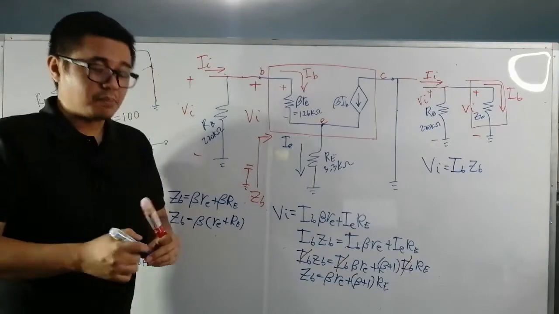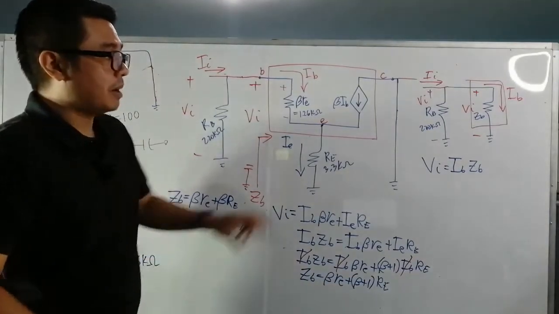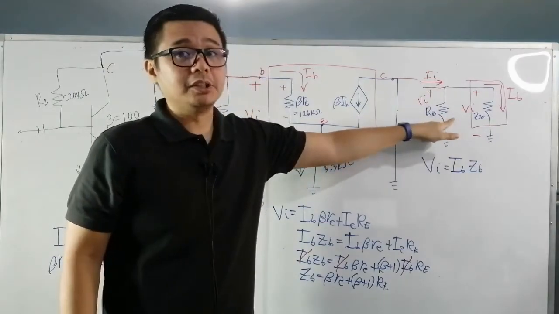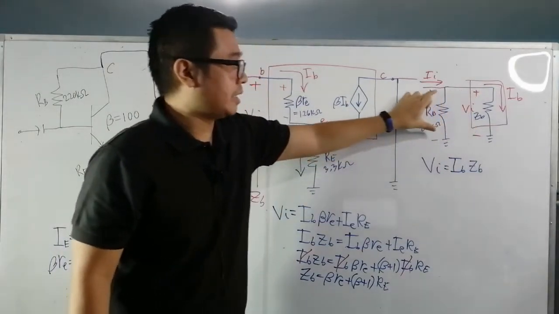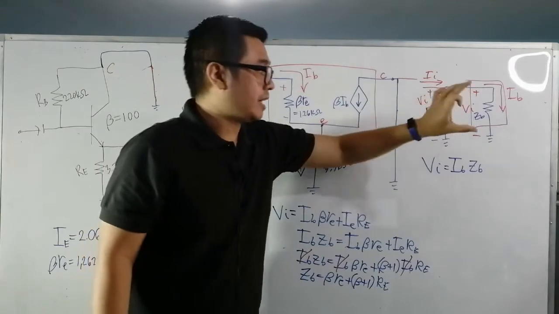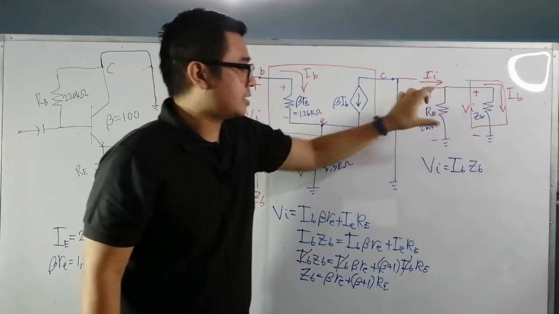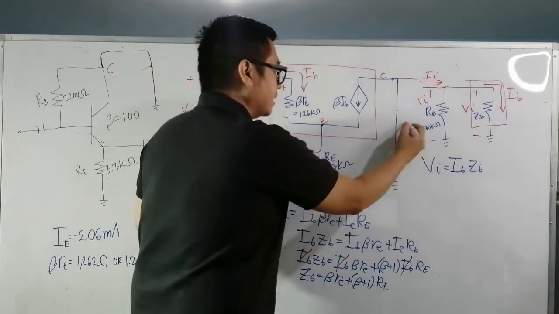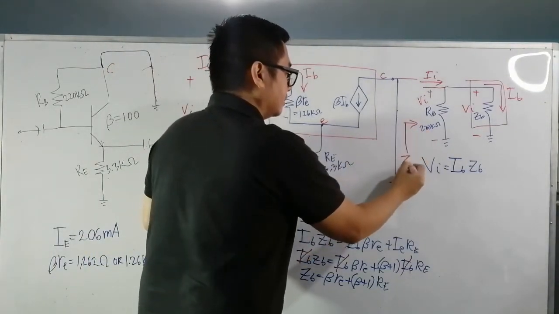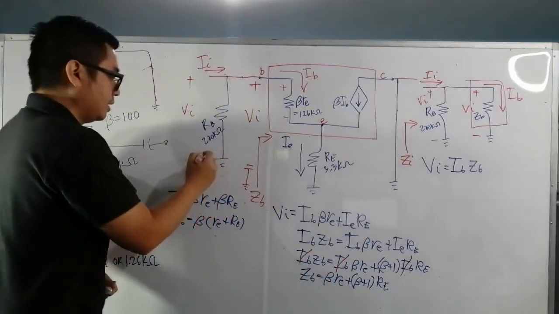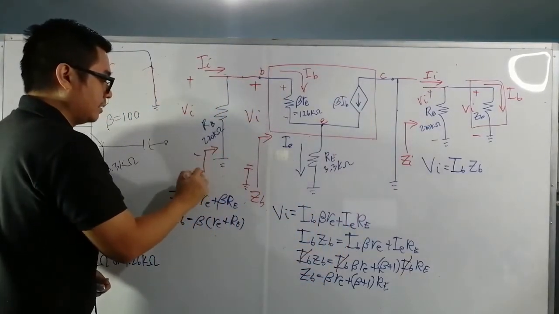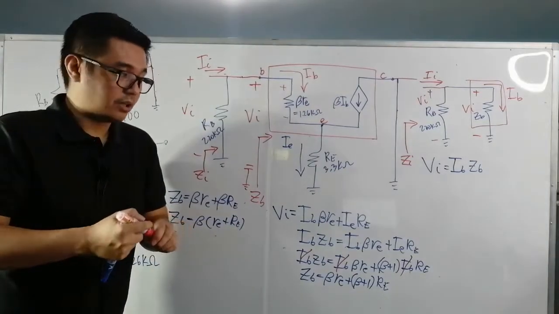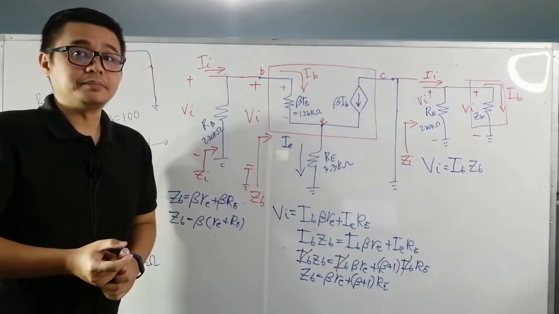Why is Z sub B important? Kasi Z sub B, kung mapapansin natin dito sa diagram na to, this is parallel with R sub B. Kapag pinarallel natin yung Z sub B and R sub B, makukuha natin yung input impedance Z sub I. Yan. So, ito yung ating Z sub I. So, that's why we should get the value of Z sub B.